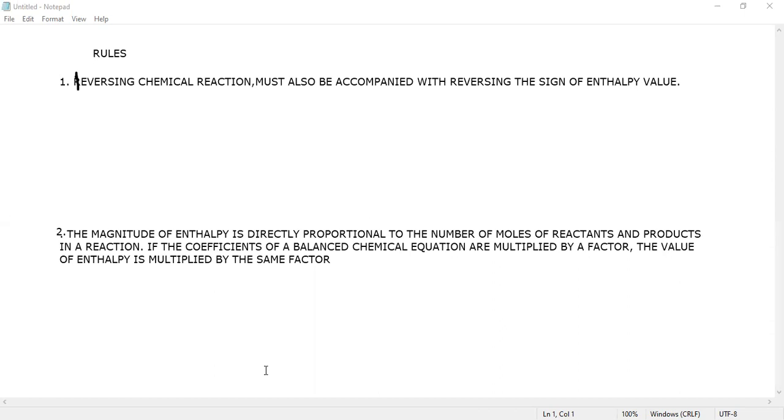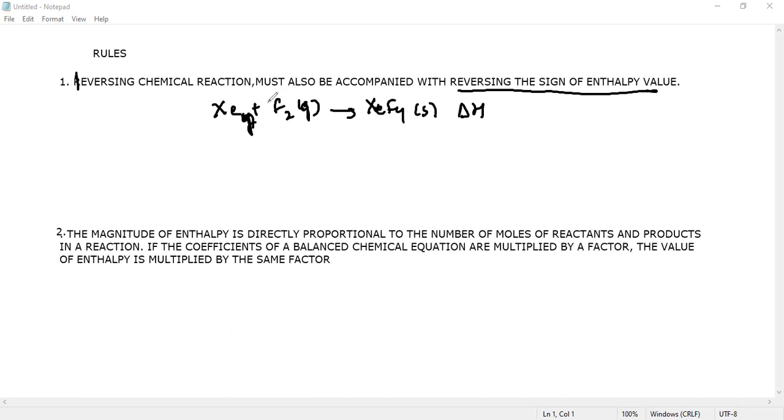The first one is reversing a chemical reaction. You must reverse the sign of the enthalpy value also. For example, if this is your reaction, xenon plus fluorine, both are gases, so you will write G here. It will become XeF4, which is solid. For balancing purposes, you must put 2 in front of the F here, so it's 4 here and 4 here. The delta H value is, let's say, negative 251 kilojoules.